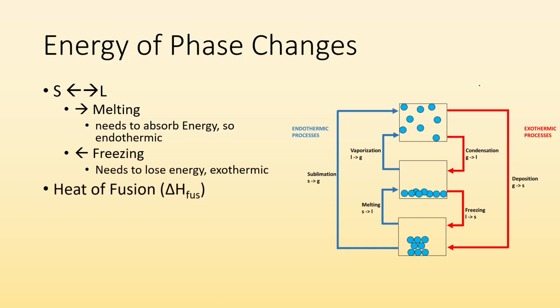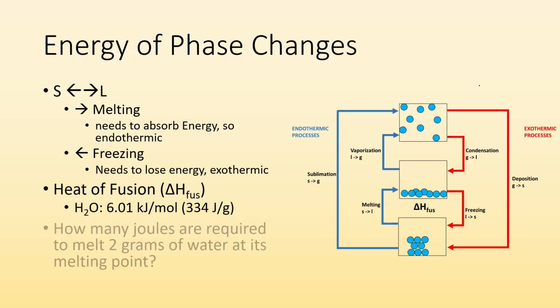That's exothermic. This process and the energy associated with it, we call the heat of fusion, or delta H fuse. Right, so if you're going between solid and liquid, this value you're going to use. For water, it's 6.01 kilojoules per mole, or 334 joules per gram.